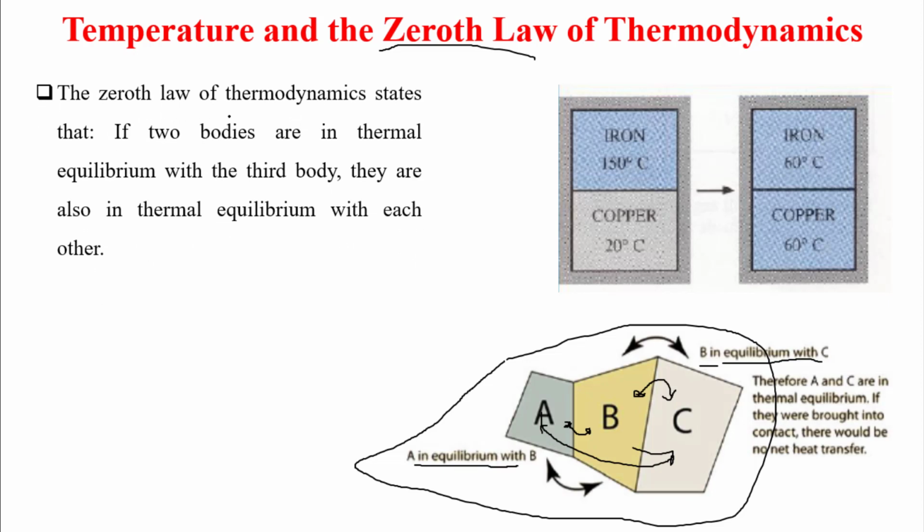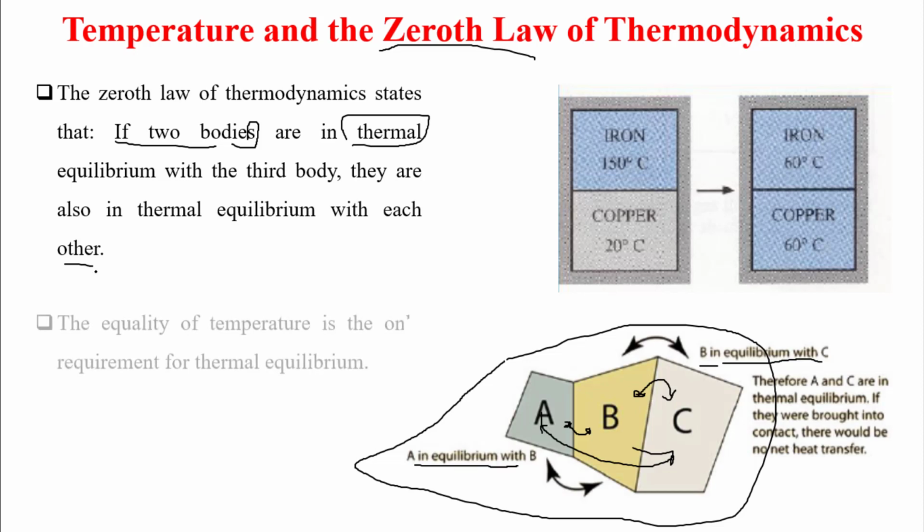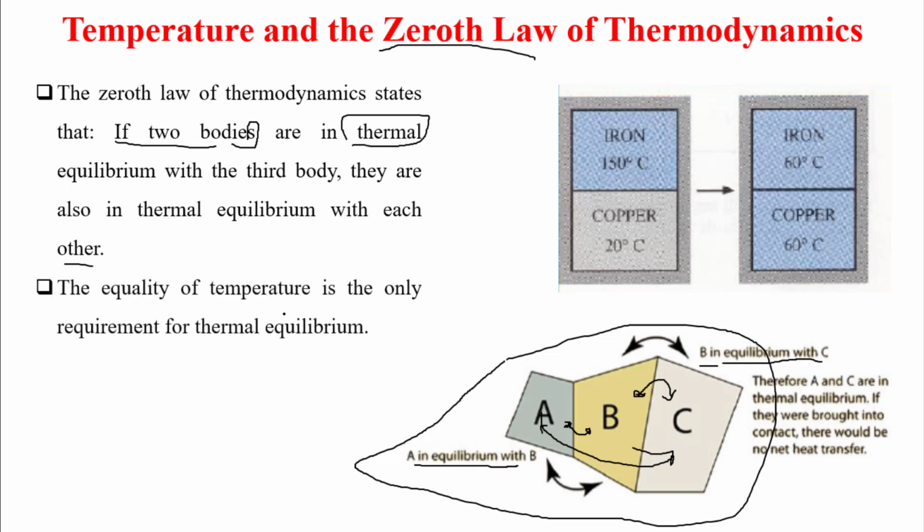So the zeroth law of thermodynamics: if two bodies, A and B, B and C, are in thermal equilibrium with a third body, this is the keyword, they are also in thermal equilibrium with each other. So the equality of temperature is the only requirement for thermal equilibrium.